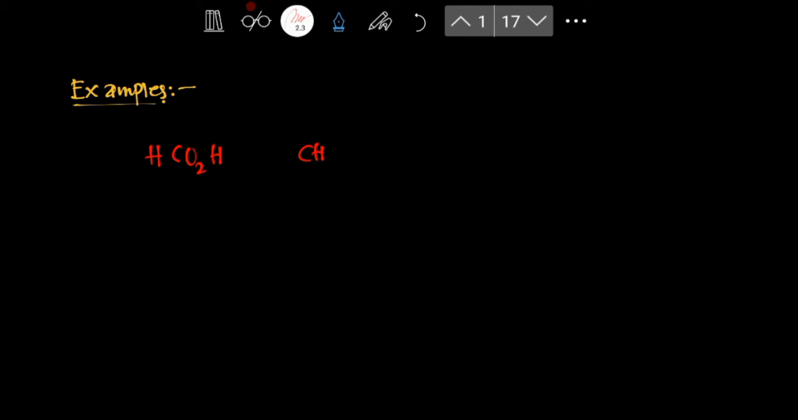We have acetic acid, which is ethanoic acid, and propanoic acid. This is propanoic acid. Some aromatic acids like benzoic acid, etc. So these are some examples of carboxylic acids. Okay.